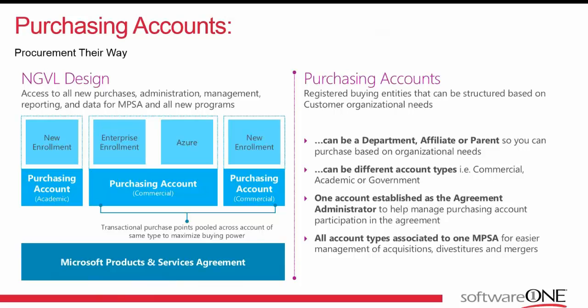So the purchasing account allows you to mirror your purchasing structure. This may be based on subsidiaries or organizations, departments, etc., as I've already said. In comparison to an EA or Select, you had to purchase against an enrollment, which had to be a legal entity within your organization. Under a single agreement to purchase online services or on-premise products, you can, of course, now do that all in one purchasing account.